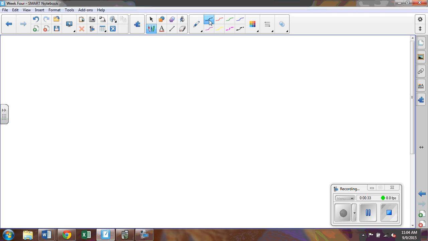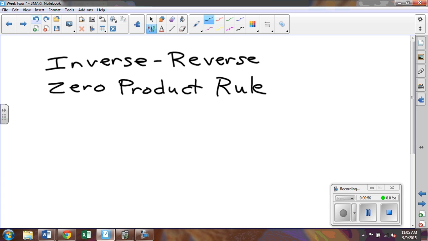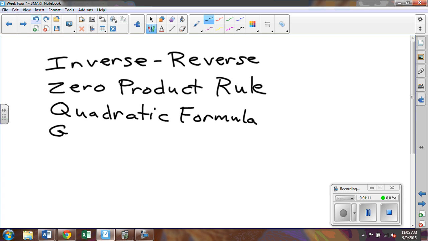Again, those 4 strategies for solving equations are inverse-reverse, the zero product rule, also called the zero product property, then we also have the quadratic formula, and lastly, we have guess and check.